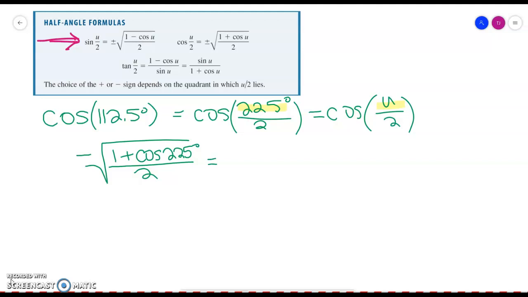We know how to solve for cosine of 225 degrees. We want our x value at 225. In that case, cosine of 225 is negative square root of 2 over 2. So I'm going to say 1 plus negative, and then instead of writing that plus negative, I'm just going to write it as 1 minus square root of 2 over 2. And then I divide all of that by 2.